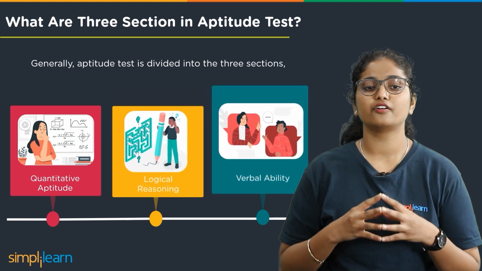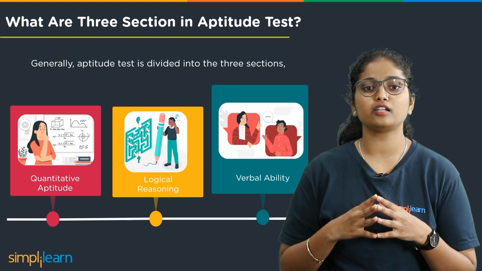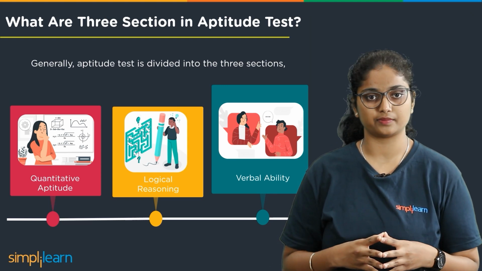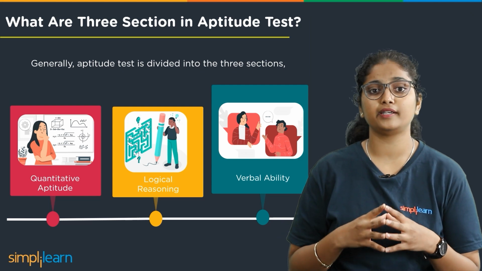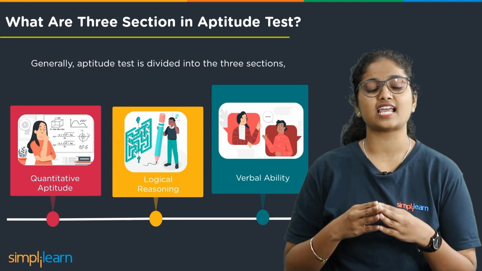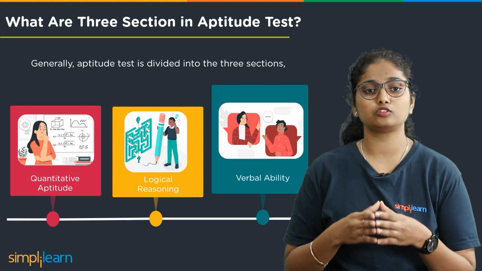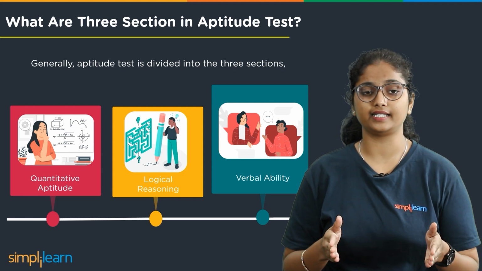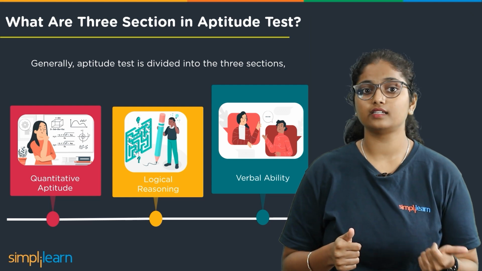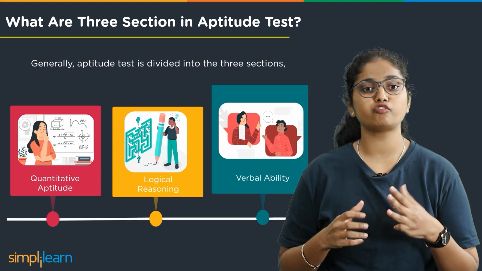And at the last, we have verbal ability. Verbal ability is a very important component of all competitive exams. It is defined as the capability of a person to express his ideas in words in an understandable manner. For example, candidates who want to get a good score in verbal ability, a good vocabulary, reading ability, grammatical knowledge, and sentence formation skills are required.